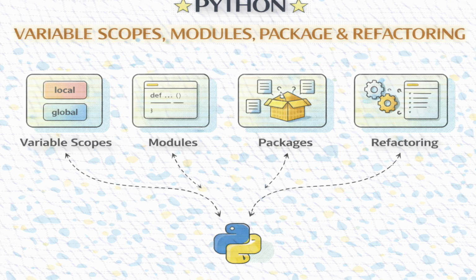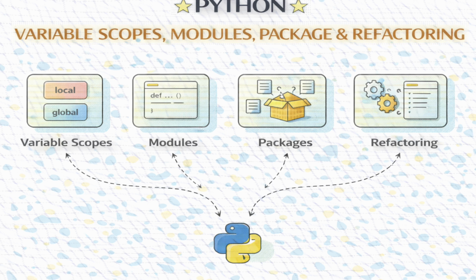Okay. We've built the foundation. We have the containers, namespaces, and modules, and the strict rules for using them, scopes, and the LGB lookup. But any structure, no matter how well designed, starts to degrade over time. So now we have to talk about the process of keeping that structure clean. We have to talk about refactoring.